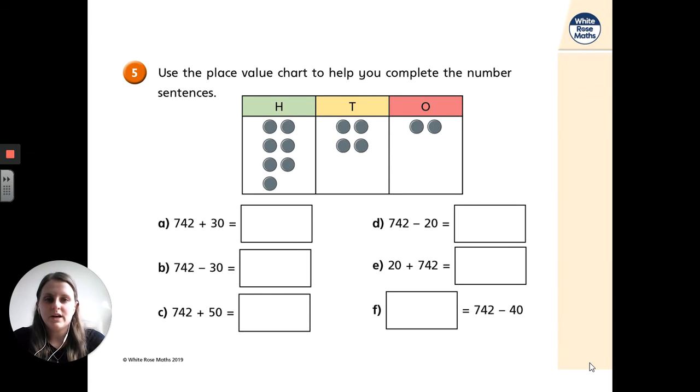Use the place value chart to help you complete the number sentences. You have been given your number in the place value chart. You might want to draw that down on a piece of paper, and it can help you to solve the next 6 questions by crossing out some of the counters. Now, you should be able to do this pretty easily without using the place value counters, but if you need to, they are there. Be particularly careful with the last one. I know questions like that do tend to trip us up a little bit.